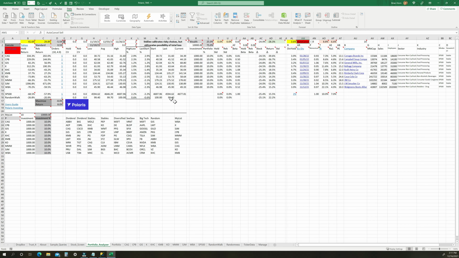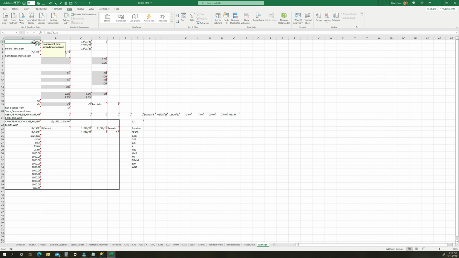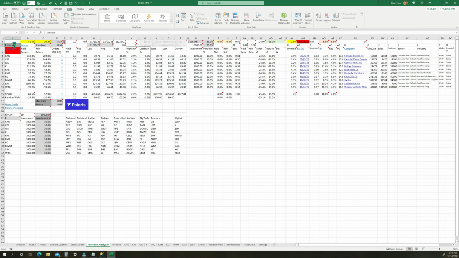So let's say another week passes and you now open up the spreadsheet. Now we're seeing that we're in the week of 12/3. See that we've got red, meaning we need to update the prices. So next select Execute. Now for each ticker, subsequent week of price data is brought into the spreadsheet. Now you notice in this new week there is no additional orders, but we have auto cancel sell on.